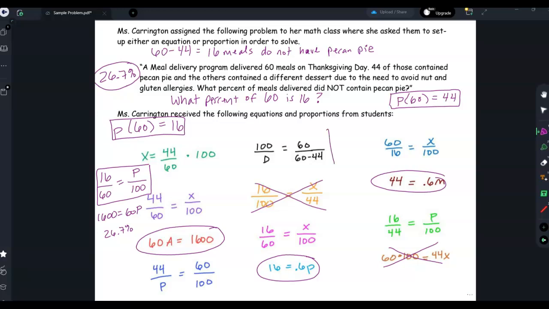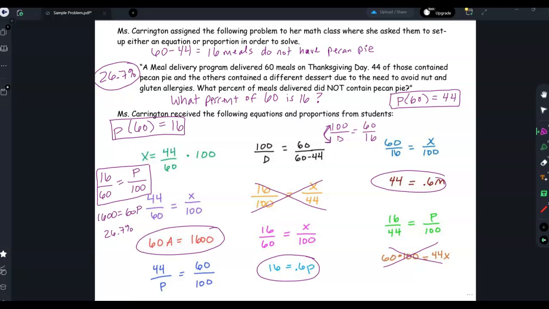What about this one? So they've got 100 over D equals 60 over 60 minus 44. So they've got 60 minus 44 in here, but we know 60 minus 44, that's really 16. So they just didn't do that subtraction yet, which is fine. So they've got really 100 over D equals 60 over 16. Does that look like what we have? Well, it looks like it's kind of flipped, right? So instead of P over 100, they've got 100 over D. So they've flip-flopped those and they've used D instead of P.